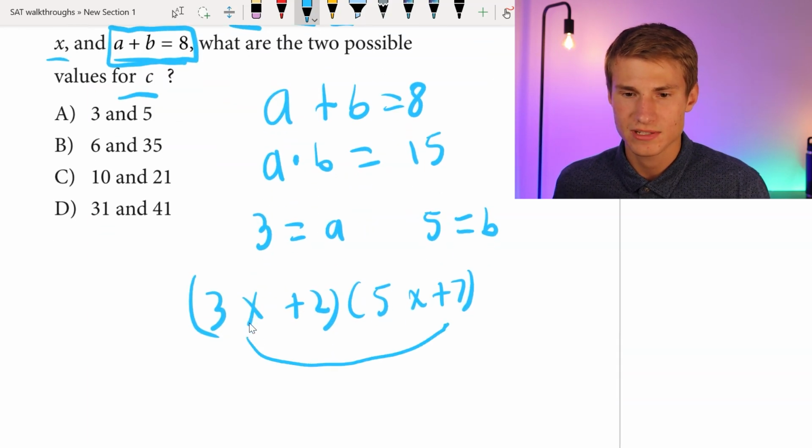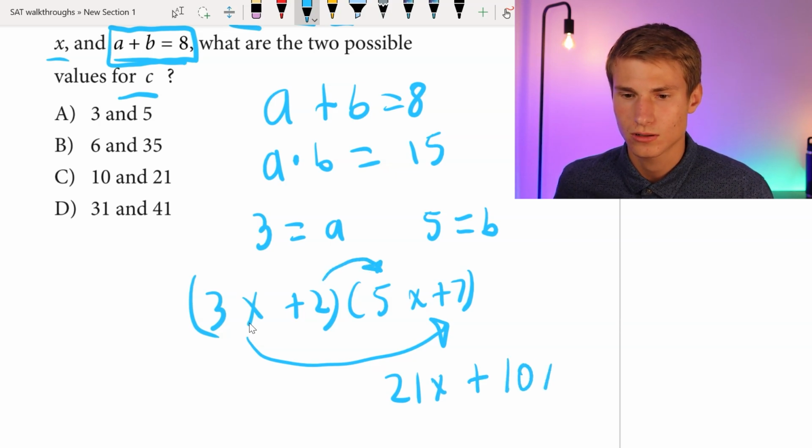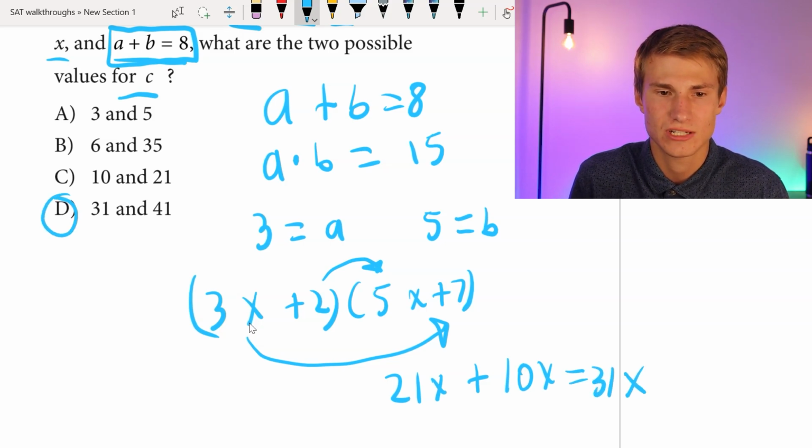So we'll have 3x times 7, which will give us 21x. And then we'll have 2 times 5x, which will give us 10x. That's going to give us 31x, which we see is only present in answer choice D. Therefore, D will be our answer.